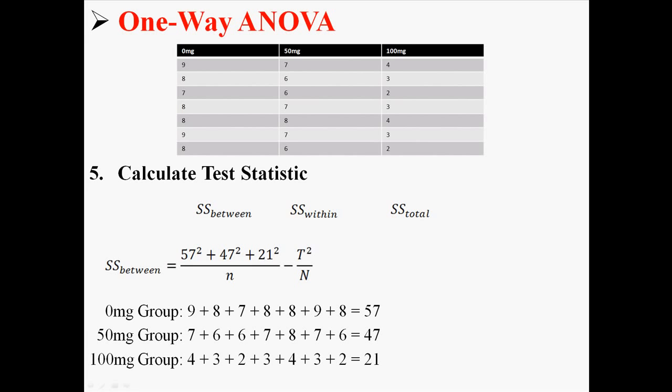Now T squared, well T just refers to the total sum. So if you add all the numbers together, if you add together 57, 47, and 21, you get a T of 125. And we already know lowercase n and capital N. We know that they're 7 and 21. So we can find sum of squares between. If we solve for it, we get 98.67.